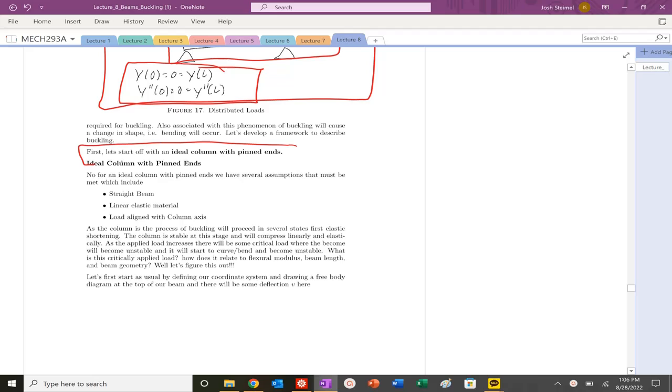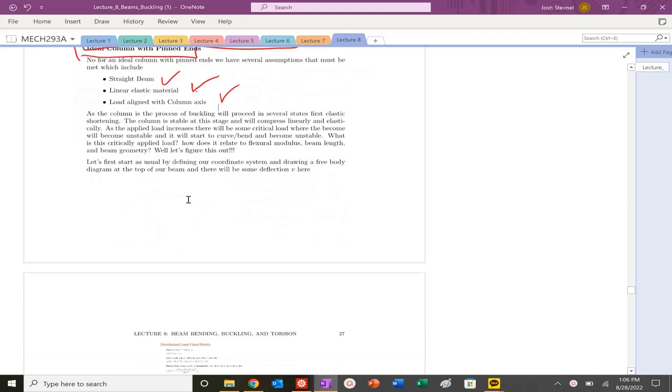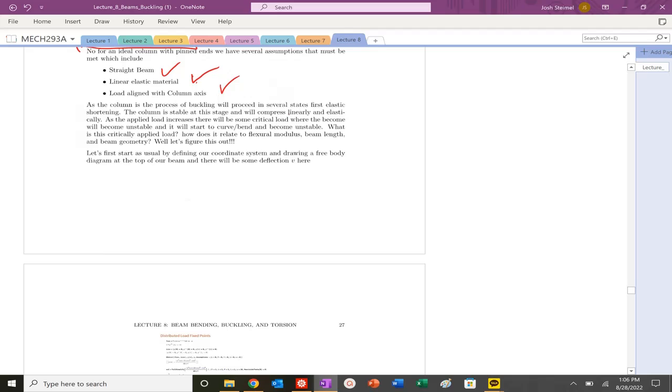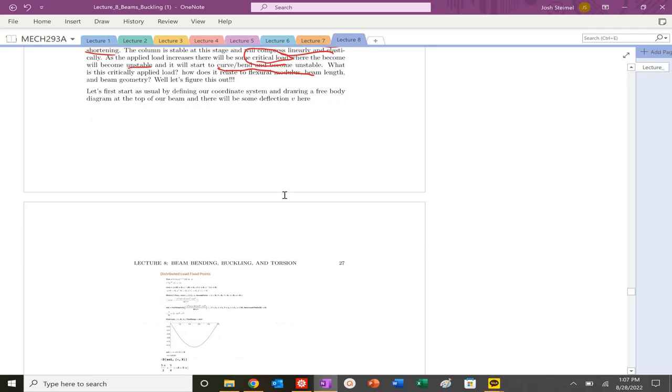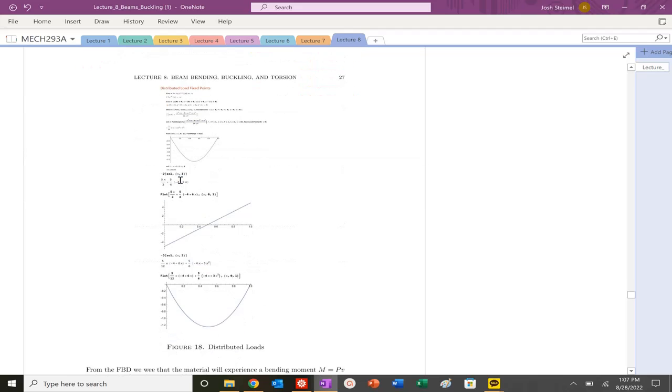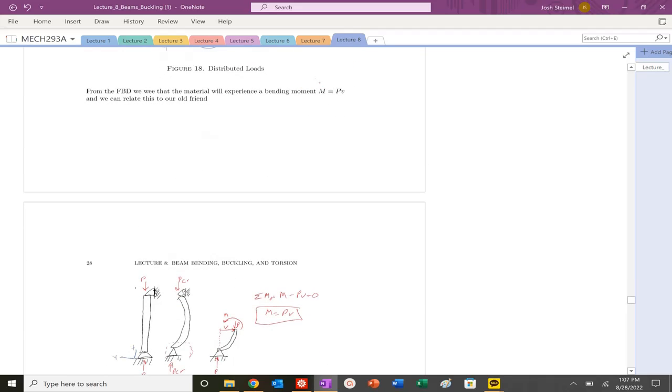So let's start off with first an ideal column with pinned ends. We are going to assume we're working with a straight beam, linear elastic material, and a load that's aligned along the column axis, really along the longitudinal, the long axis of that column. There are several states here. First, you elastically shorten, but at some critical point, the beam becomes unstable. It will start to bend and curve, and we want to figure out, based on the material and the geometry of the beam, when will this happen? When will the material fail via buckling?